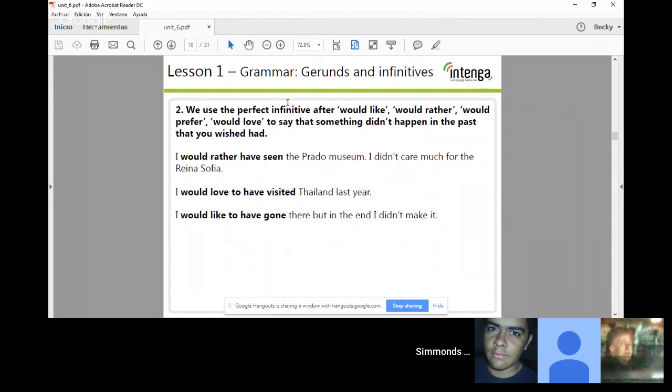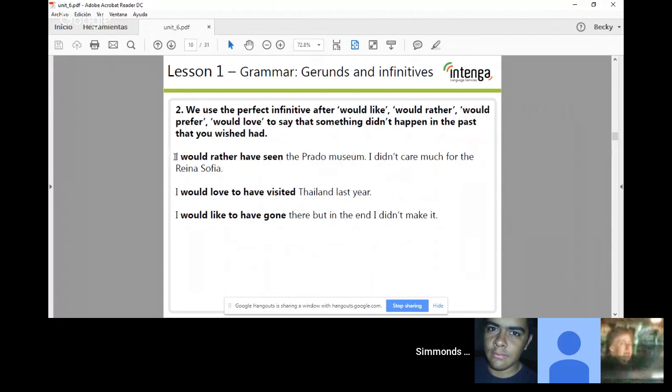Okay? Now here it says, we're going to be looking at the structures after would like and would rather, and would prefer and would love, etc., to say that something didn't happen in the past that you wished had, or that you wanted to. You wanted it to happen and it didn't happen. Let's say that a little easier.